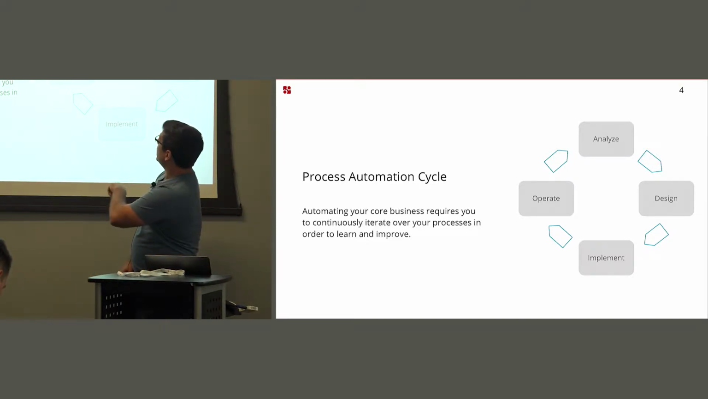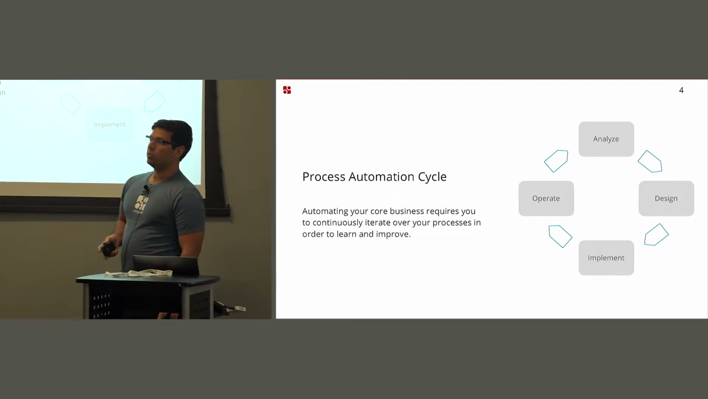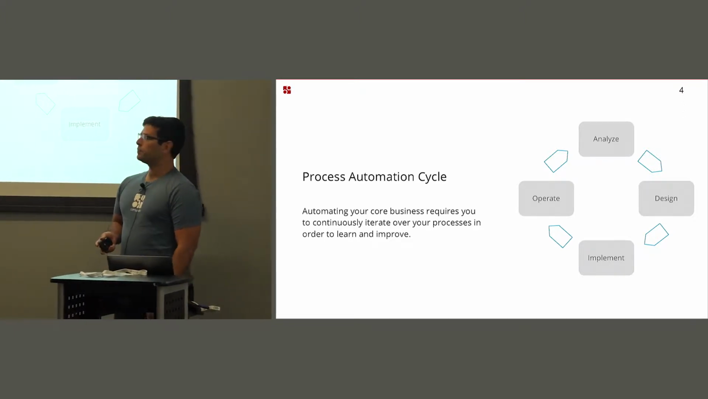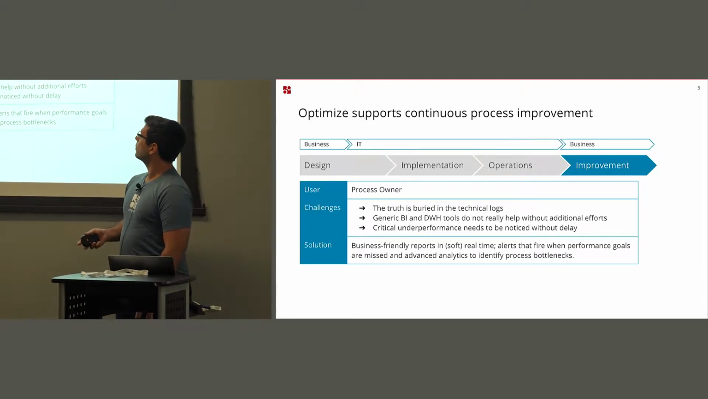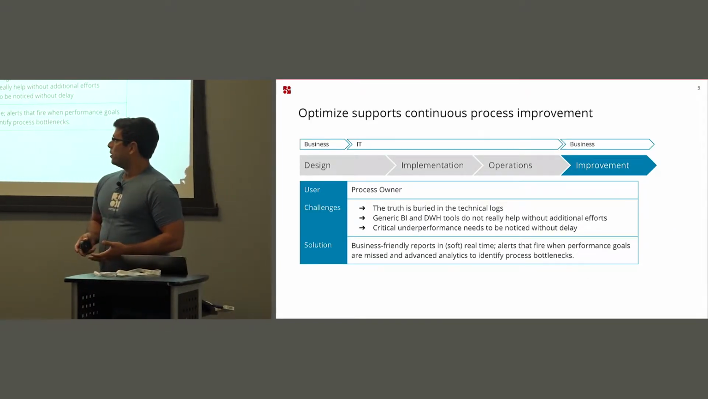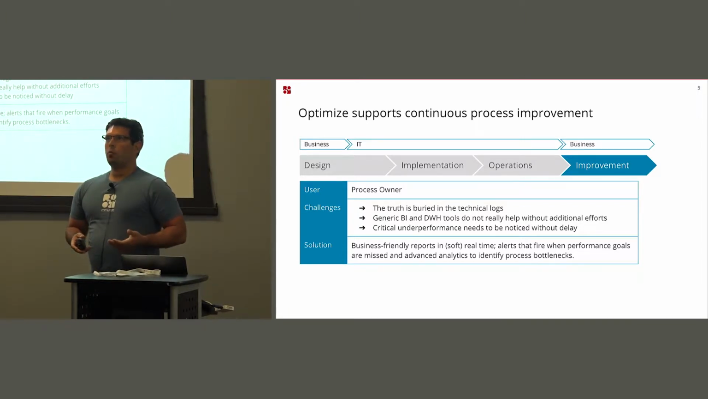In between Operate and Analyze, we have a key missing part which we like to call Improvement. And this is where Optimize falls into. So let's quickly understand why is that. Okay, now we understand why Optimize, right?